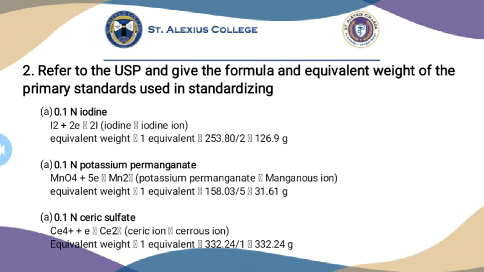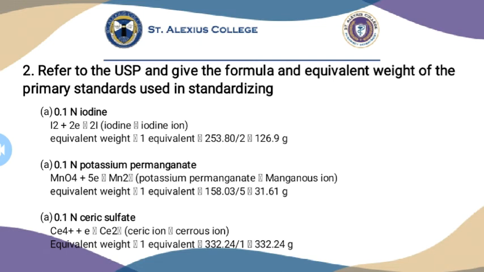Learning question number 2. Refer to the USP and give the formula and equivalent weight of the primary standard used in standardizing. In letter A, 0.1 N iodine, so I2 + 2e- → 2I-, iodine reacted to iodide ion, and the equivalent weight is 1 equivalent equals 253.80, which is the molecular weight of iodine, divided by 2, which is the iodide ion factor, equals 126.9 grams.